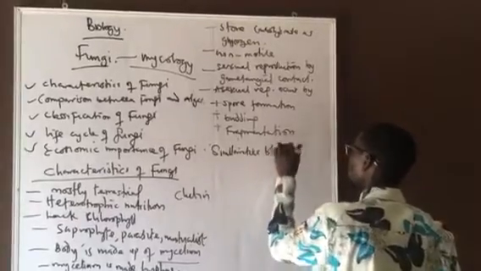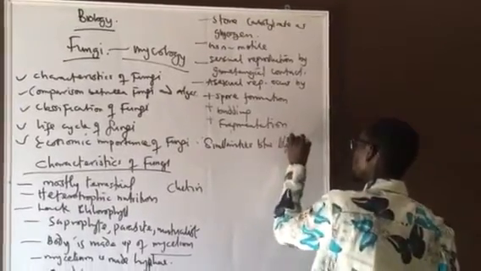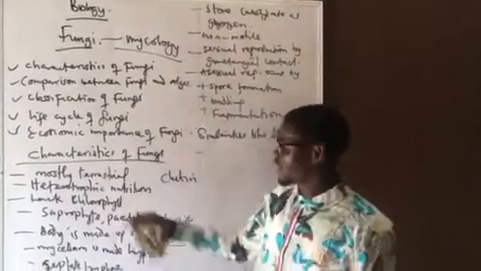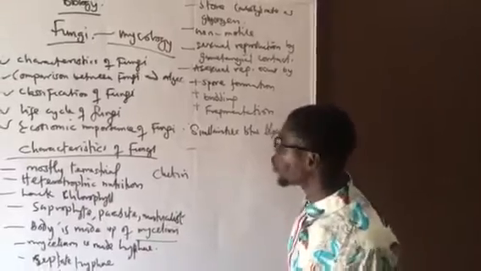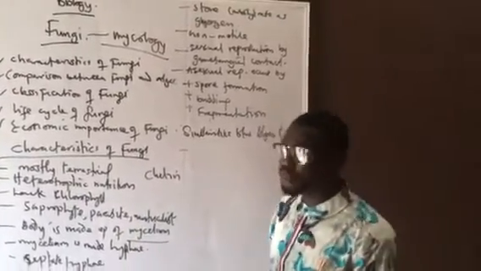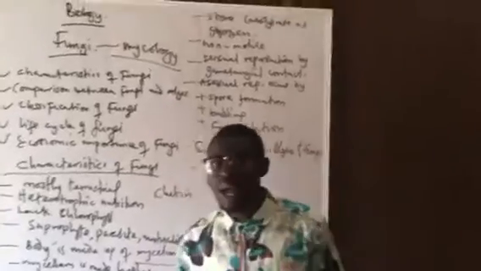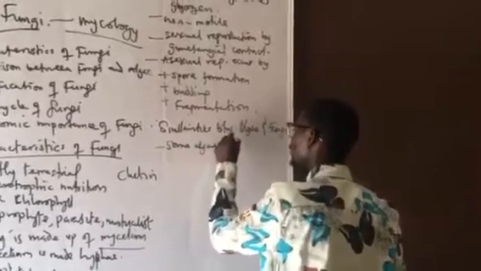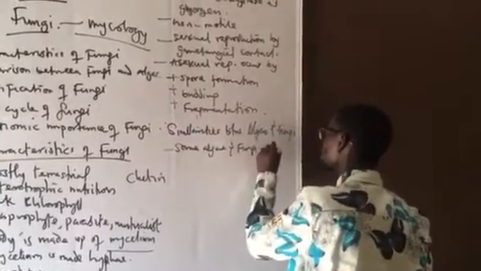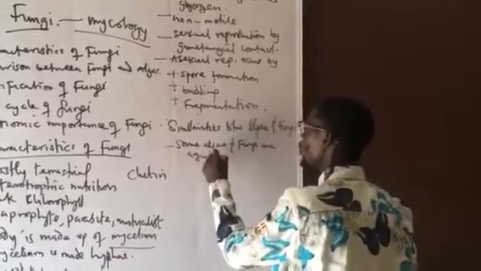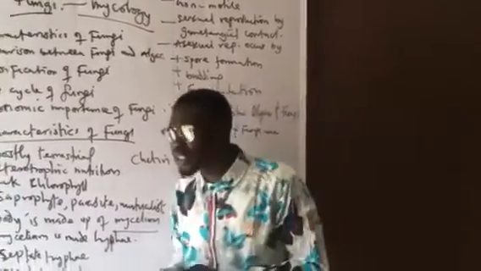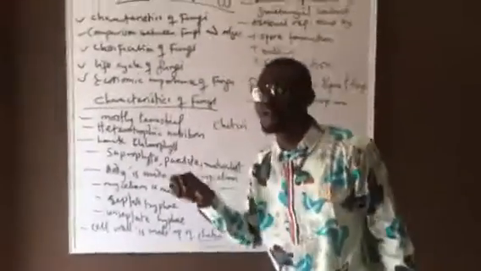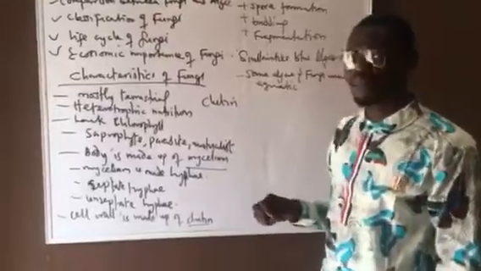As you can see, we said that fungi are mostly terrestrial, but we also have a few aquatic. But algae are mostly aquatic. So we see that some algae and fungi are aquatic. Algae are mostly aquatic, with a few terrestrial, while fungi are mostly terrestrial but a few aquatic.